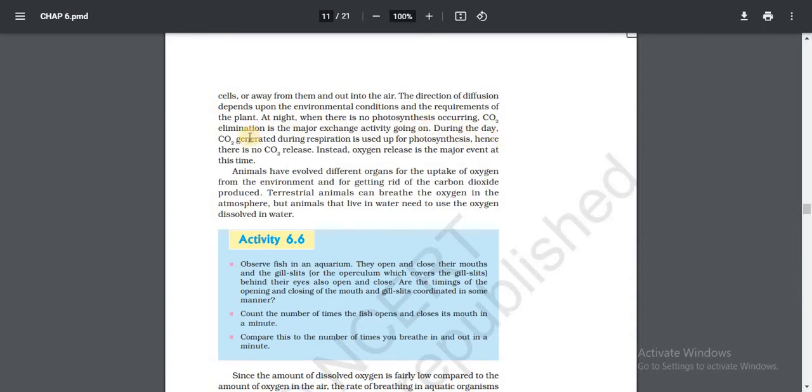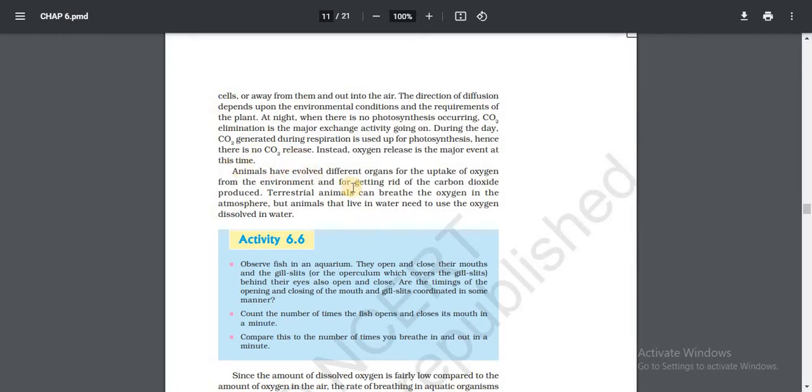During the day, carbon dioxide generated during respiration is used up for photosynthesis. Hence, there is no carbon dioxide release. Instead, oxygen release is the major event at this time.